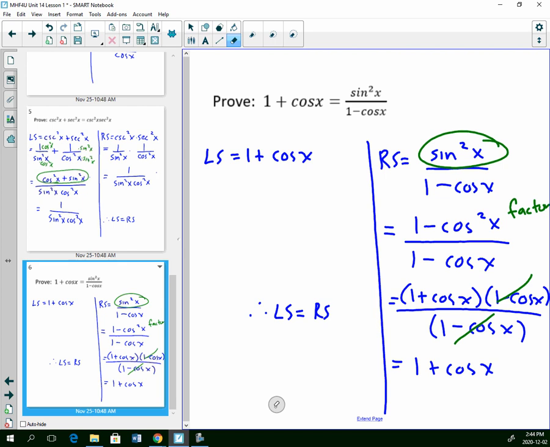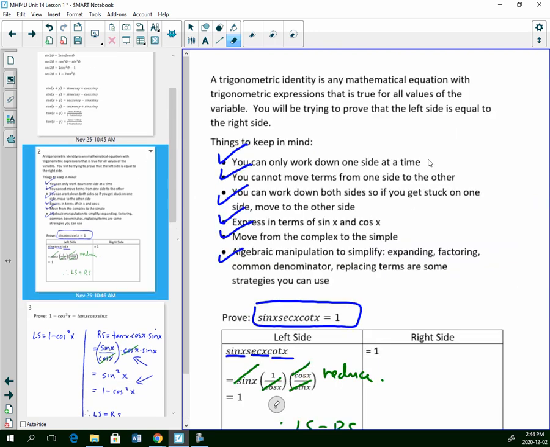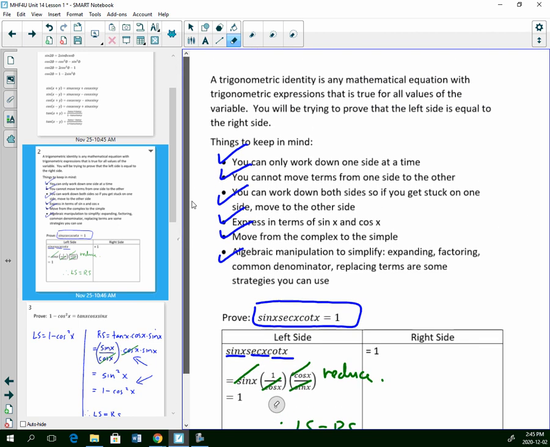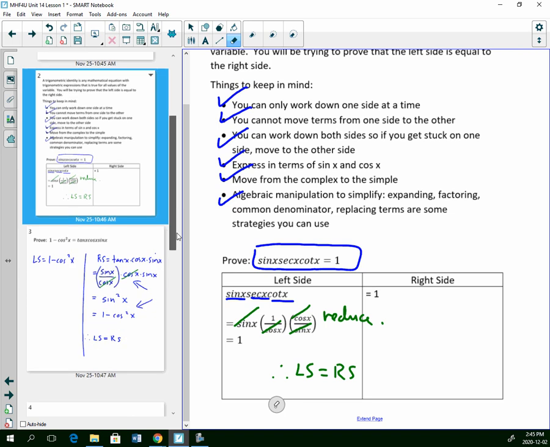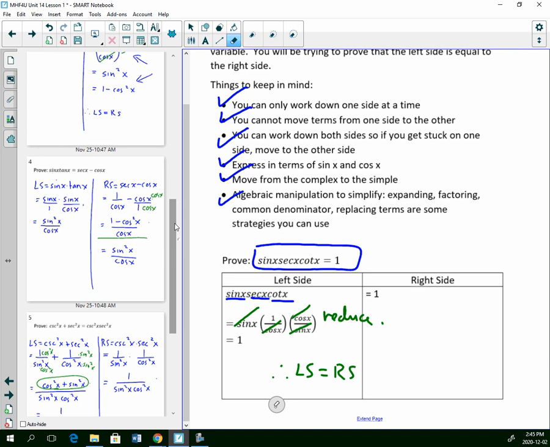Okay, so I'm not going to do any more yet, but let's go back to our strategies. So working down one side or both, but don't bring anything over. First strategy is change everything to sine and cosine, and then after that it's just trying to figure out what you can do to simplify, okay? We did some factoring, we did some common denominator, we replaced some terms. Okay, those are different strategies, and you'll see different strategies as we go through these. Except for the last one, these ones are pretty basic, right? They're really just changing the sine and cosine and simplifying.